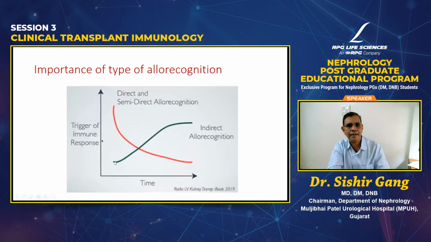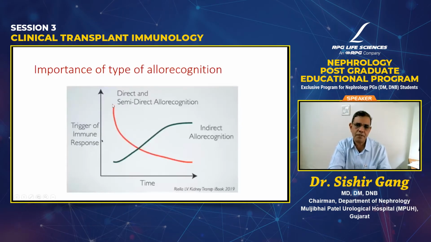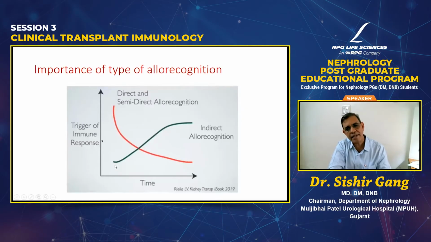And if you see, in the initial part, when the graft is first put in, direct and semi-direct allorecognition becomes important. And as time goes by, indirect allorecognition, that is recognition by the recipient's antigen presenting cells, becomes important.